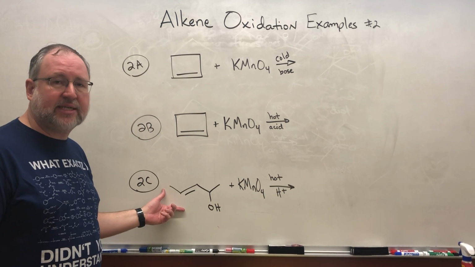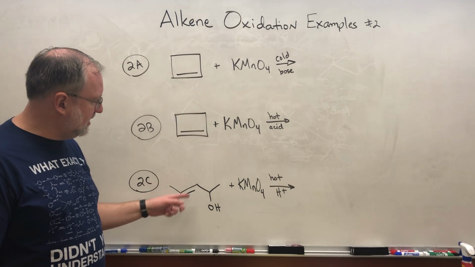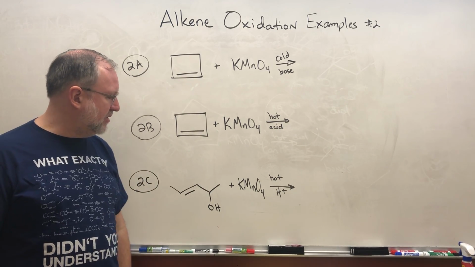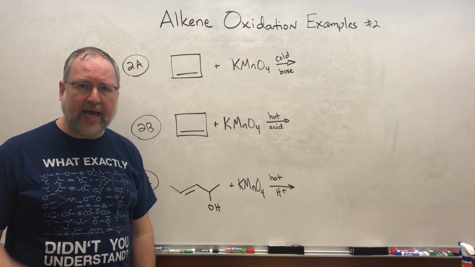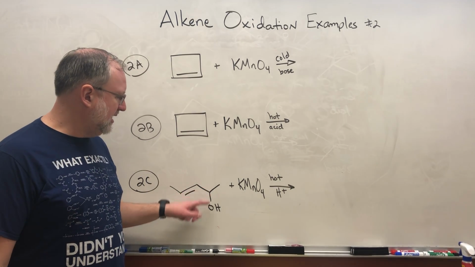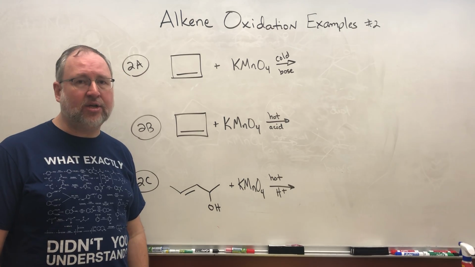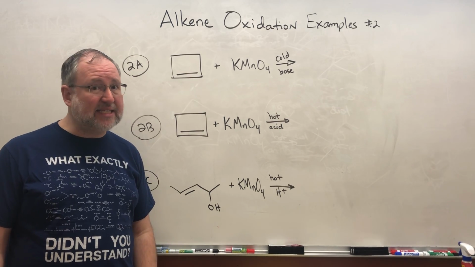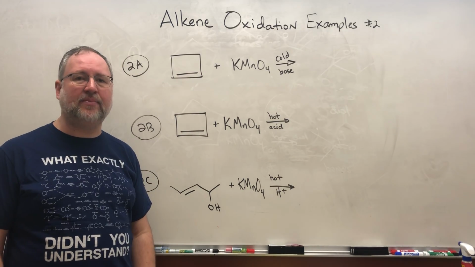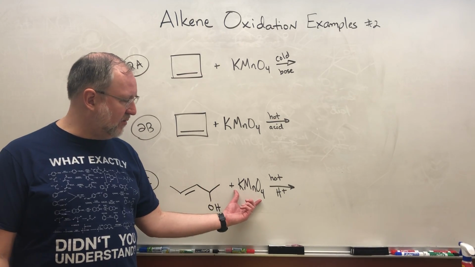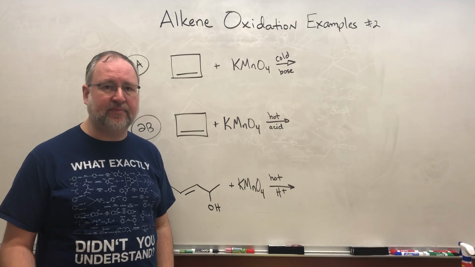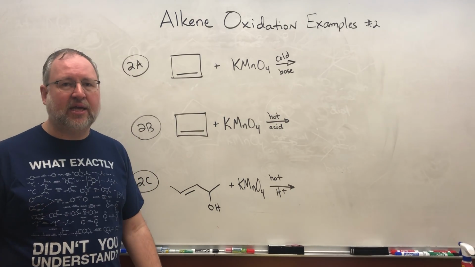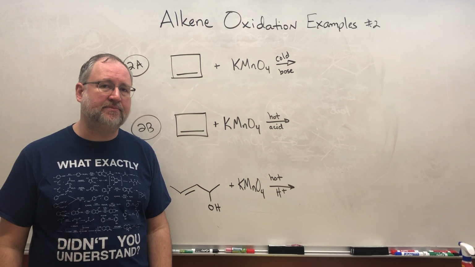And here's another one that's slightly unusual. This is 1, 2, 3, 4, 5. So this is pentene, and not only is it pentene, it's actually penteneol, right? So this is something like 3-pentene-2-ol. Let's pretend we're going to react that with potassium permanganate and hot acid. Take a minute right now, pause the video, try these out, and then we'll come back and look at the answers.